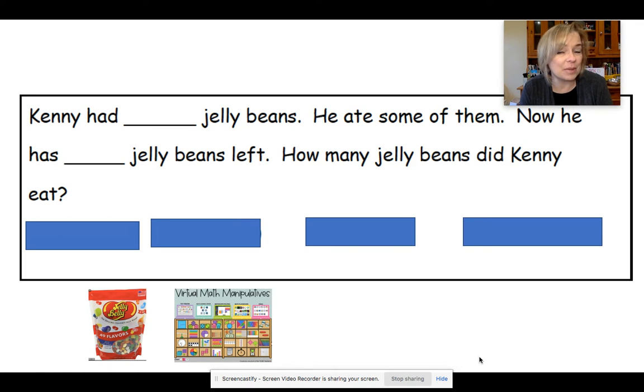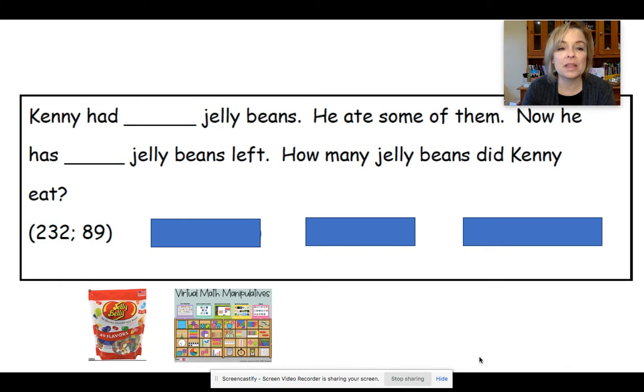Kenny had some jelly beans and then he ate some. Now he has some jelly beans left. How many jelly beans did Kenny eat? So this problem structure is a little bit different than what we've been doing lately, but I really want you to think about what's happening in the problem and what makes sense. So let's get right to it.